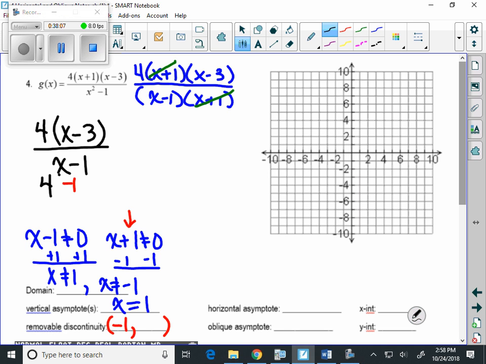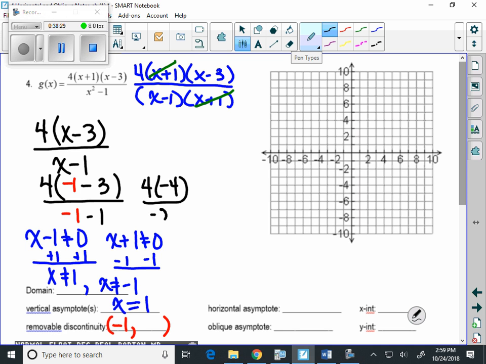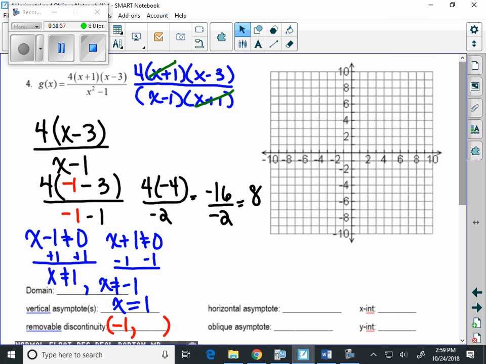So it's going to be 4 times negative 1 minus 3 divided by negative 1 minus 1. And when we simplify that value, what we're going to be left with here is 4 times negative 4 divided by negative 2, which is negative 16 divided by negative 2, which is 8.